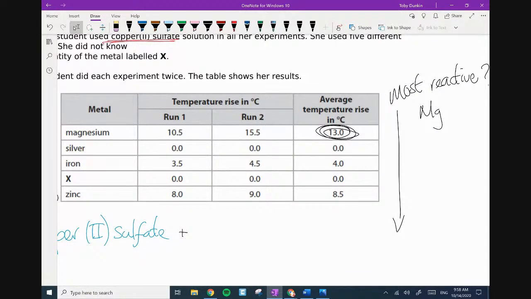Zinc. Thank you very much. Zinc's done, so we can actually put this in order from 1 to 5. So we've got most reactive, second most reactive. Who's the third?